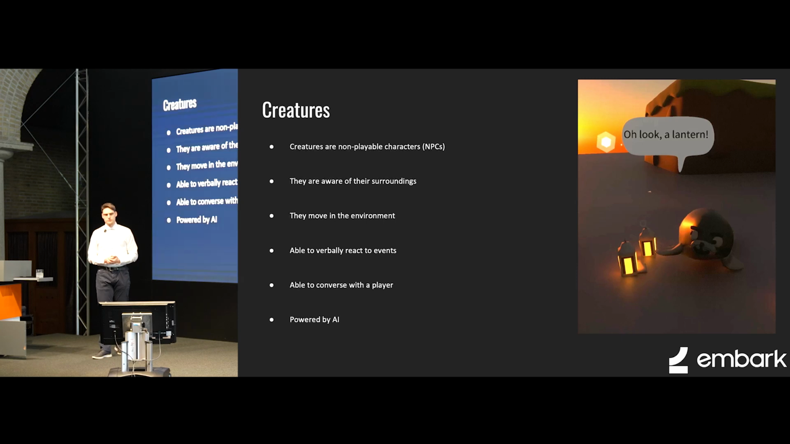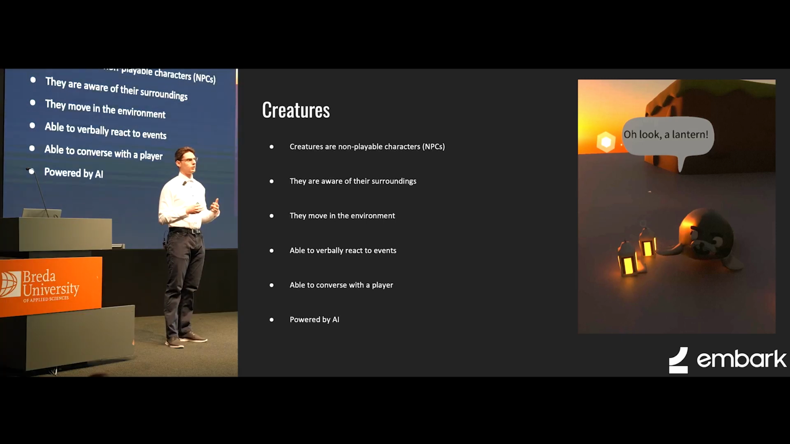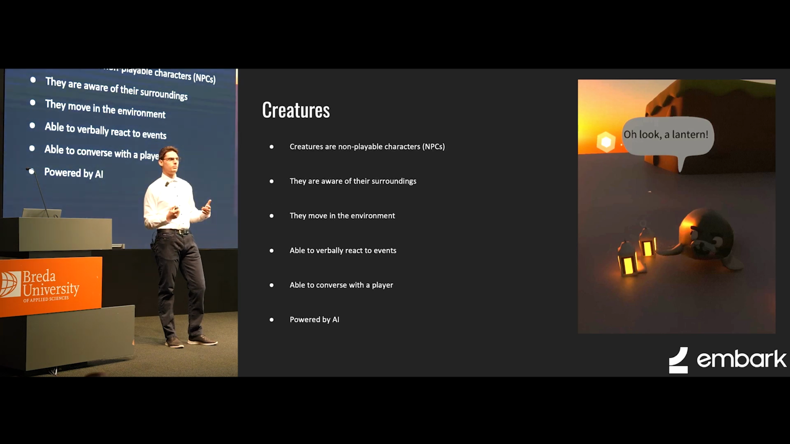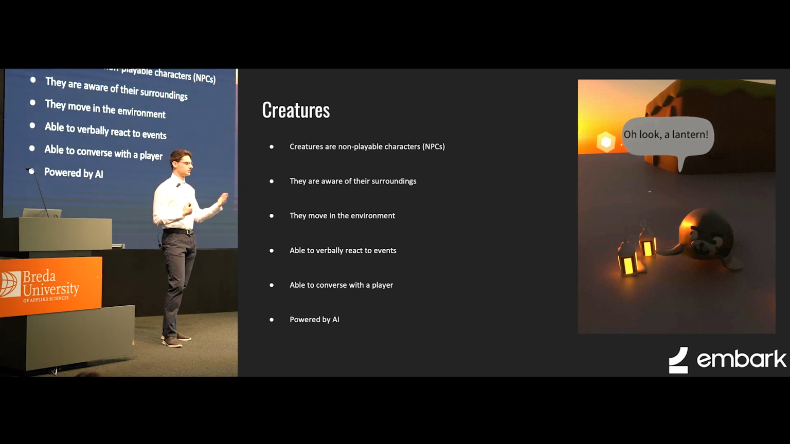However, today I'm going to be focusing on just one aspect of our creative playground, what we call creatures. Creatures are the non-playable characters of our playground, and they are aware of their surroundings. They move around in the environment, and they're able to verbally react to events and converse with the player. They can do all of this because they are powered by AI. Yesterday, my colleague Ali explained how we use reinforcement learning to make these characters move. Today, I'm going to be focusing on how we use language models to make these characters talk.